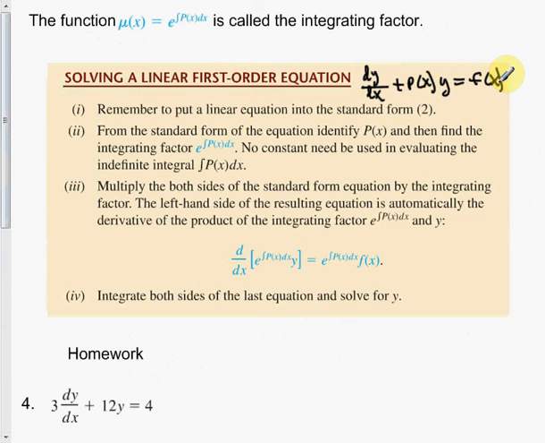That's the only reason. Once you do that, here's the good part. You multiply everything by the integrating factor. The left side, since that's the integrating factor, is already the derivative of the product of the integrating factor and the dependent variable, which typically is y. Just write that. It's equal to the right side, which is the integrating factor times f of x. And after that, integrate both sides. Integrate both sides, you get the answer. Let me show you what I'm talking about.